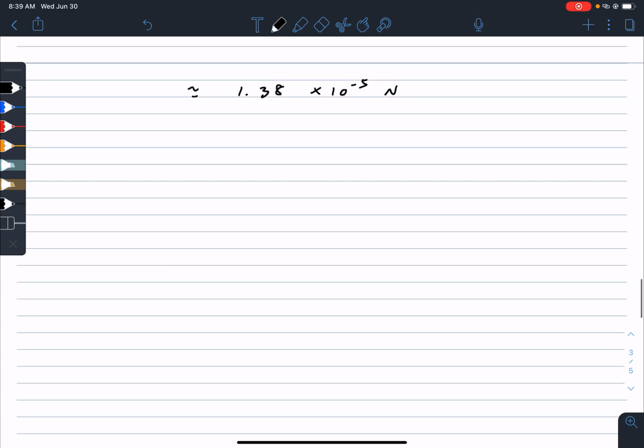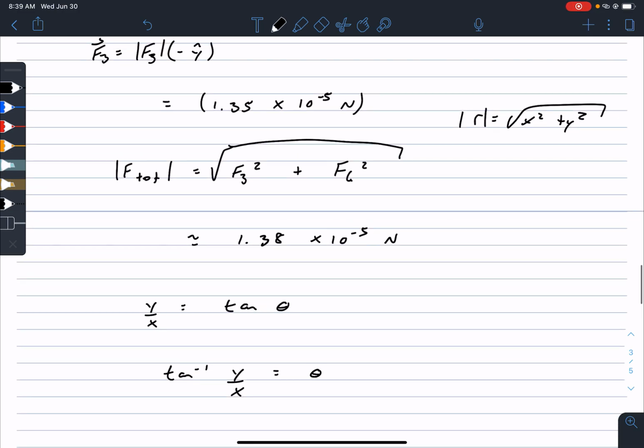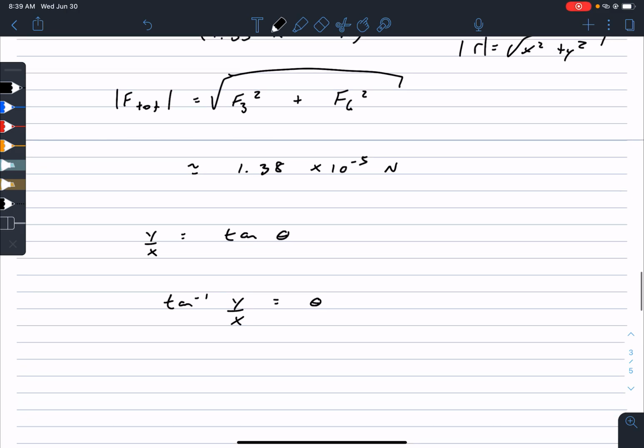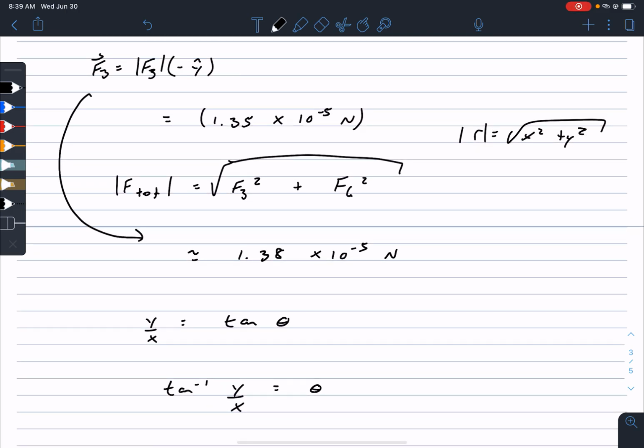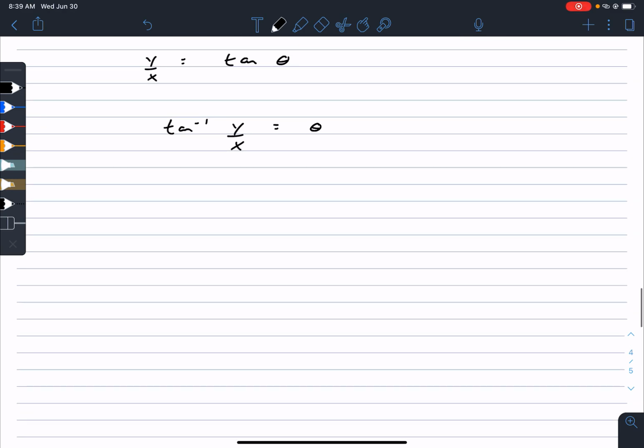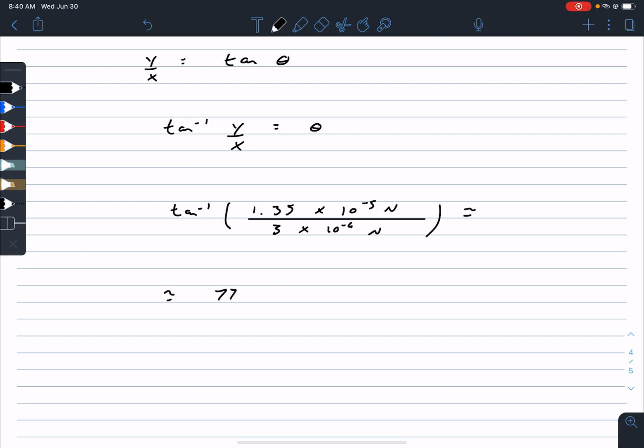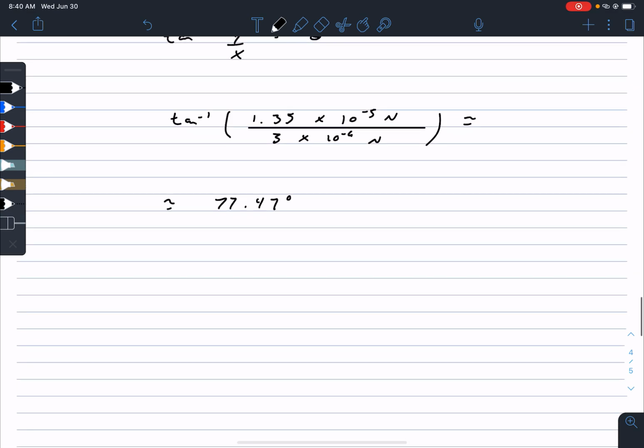Recall that y over x is equal to tangent theta. Now if we want to find the direction, we take the arctangent of y over x, which is theta. Which one was y? It was F3, going down here. So, tangent inverse of 1.35 times 10 to the negative 5 newtons over 3 times 10 to the negative 6 newtons. This gives you, in degrees, about 77.47 degrees. That's what I ended up with.